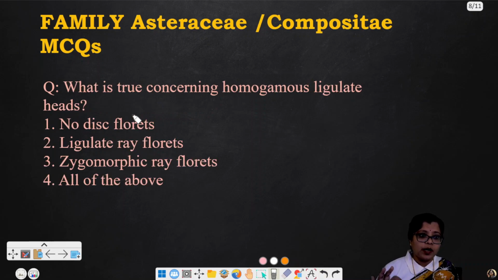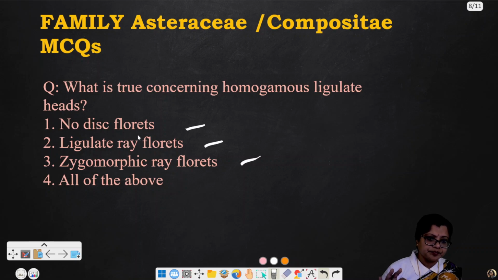The next one. What is true concerning homogamous ligulate heads? Homogamous means only one type, no disc florets. Disc florets are not present. Ligulate ray florets are present. Ray florets are always zygomorphic, that is also correct. So the option will be 4, all the above.